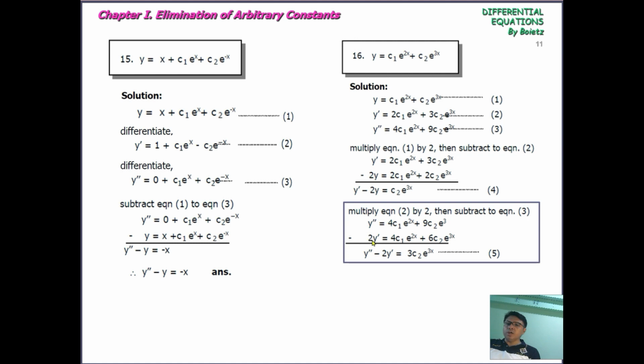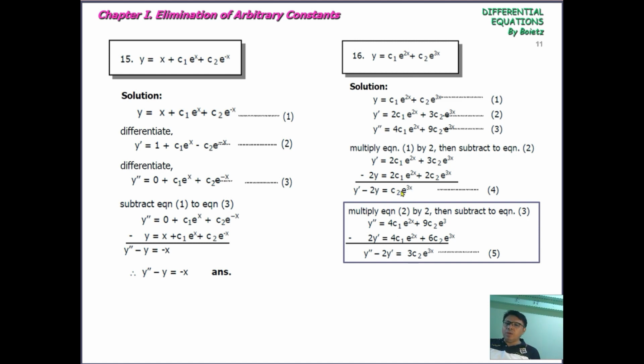So negative, ito 2y prime plus 4c1 e to the 2x, tsaka magiging 6c2 e to the 3x. Then subtract, magiging y double prime minus 2y prime equals, ito makakancel, tapos 9 minus 6, magiging 3c2 e to the 3x. And call that equation number 5. Then you have equation 4 and 5 containing the same unknown c2, then solve again simultaneously.